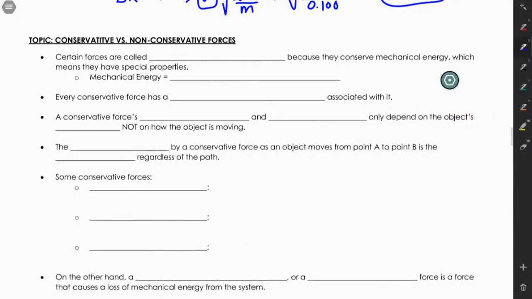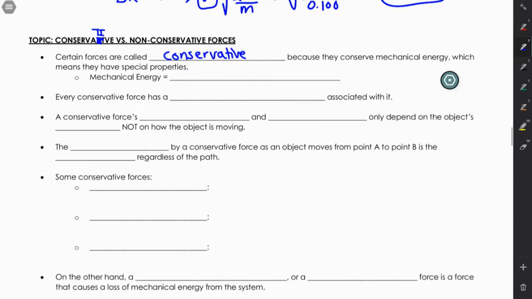Okay, so in this video, we're going to look at the difference between conservative and non-conservative forces. Certain forces, we call them conservative because they conserve mechanical energy, hence conservative. Which just generally means that they're going to have some special properties.